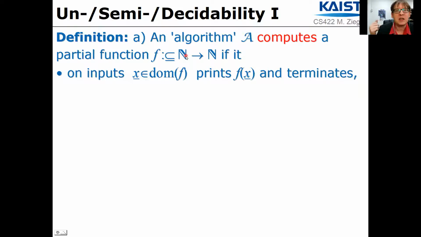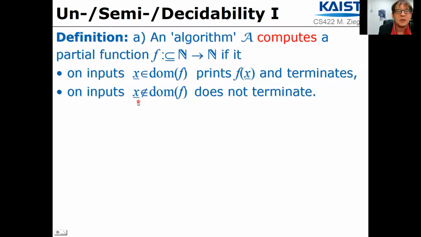So here's the definition, and it consists of two conditions, two cases. The first case is when the algorithm is presented with an input that does belong to the domain of the function. And the second case is concerned with when the algorithm is presented with a natural number which does not belong to the domain of the function. So in both cases, however, the algorithm is presented with a natural number as input, as argument. And then it starts processing. And there are two possible cases. Either it terminates or it does not terminate.